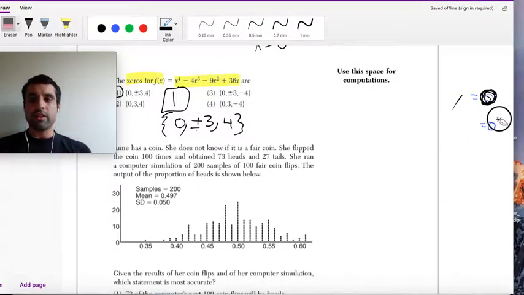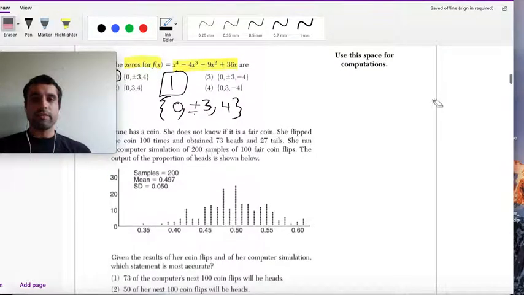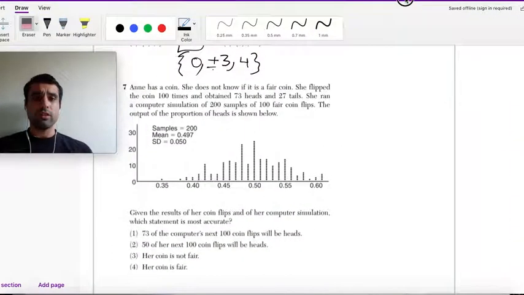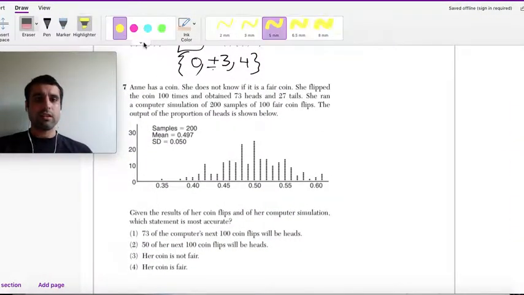Okay, now that I did that, let me clear everything off. Okay, next thing. Anne has a coin. Well, good for her. What about it? She doesn't know if it's a fair coin. A fair coin means there should be equal chance of landing on heads or tails. She flipped the coin 100 times. Okay, got nothing better to do. And she got 73 heads and 27 tails.